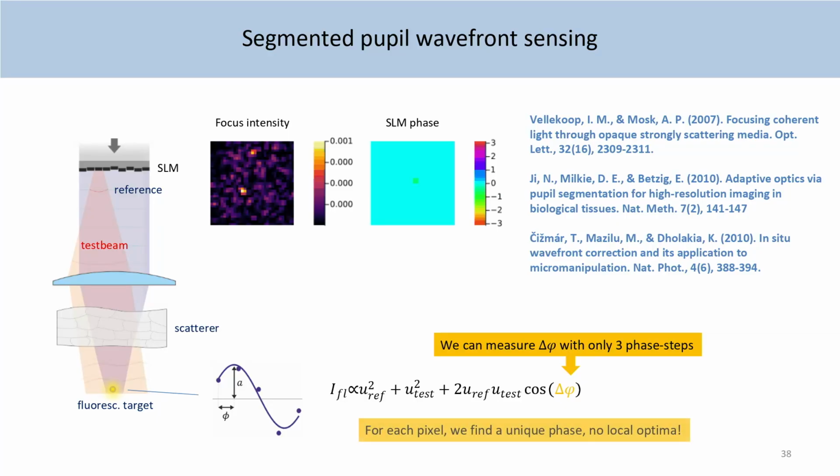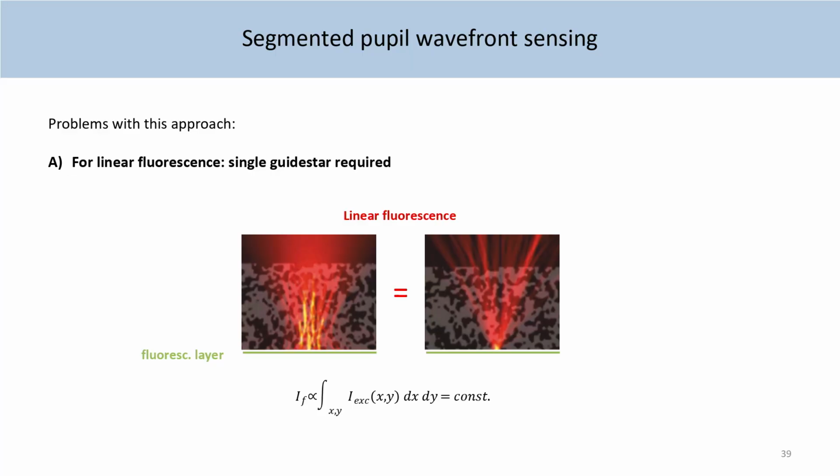Now, why does that solve our problem? Because the solution must be within the interval 0 to pi. The optimum must be somewhere within this interval. There's no way that I can get lost in my optimization space. I think this is the crucial difference to the other model-based wavefront sensing methods, that this actually works also for scattering environments. However, there are 2 problems.